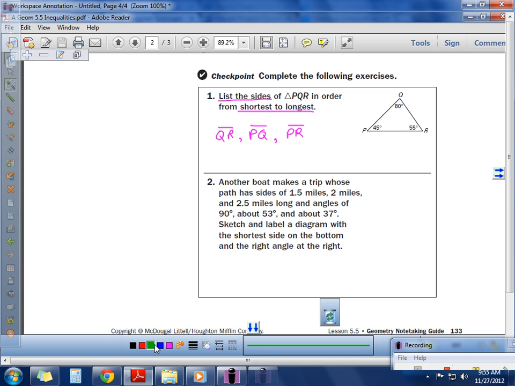Now down here we have one of those boat problems on number 2. It says another boat makes a trip whose path has sides 1.5, 2, and 2.5. Sketch and label the diagram with the shortest side on the bottom and the right angle at the right. So it's going to be shortest side on the bottom, right angle on the right. Your picture should look something like this. It then tells us our angles. Our angles are 90 degrees, 53, and 37.